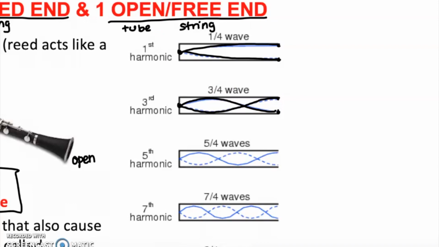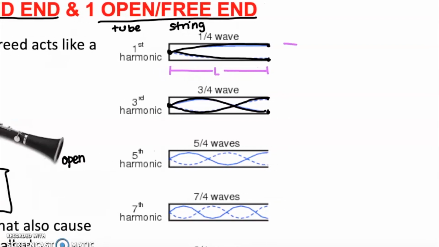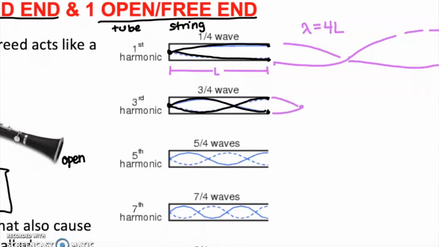Let's take a look at the wavelengths again. Let's call the length of my tube, or let's say clarinet, L. I want you to imagine extending this wave so far out that you can actually see an entire one. You'll notice that we would need lambda to be 4 times the length of the tube in order to see a full wavelength. Similarly here, I would need to extend out this much further to see my full wavelength. That means that a wavelength is going to be 4/3 of the length of the tube.